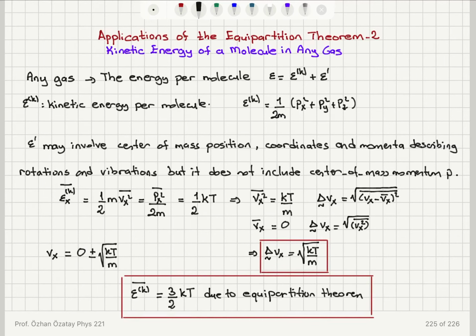Its mean value, according to our equipartition theorem, is 1 over 2 kT. So that allows me to calculate the standard deviation in Vx as well, because Vx square bar has to be kT over m. And because the mean value of Vx is 0, which comes from the Maxwell velocity distribution, we must have the standard deviation in Vx to be the square root of kT over m. And the mean value of the kinetic energy term will still be 3 over 2 kT, because it's not any different from the case we have discussed for the monatomic ideal gas.